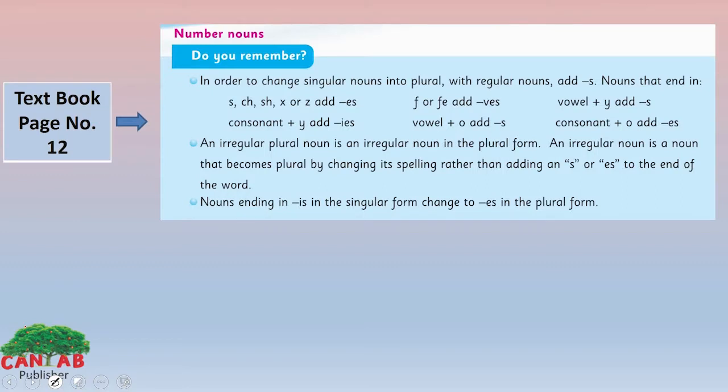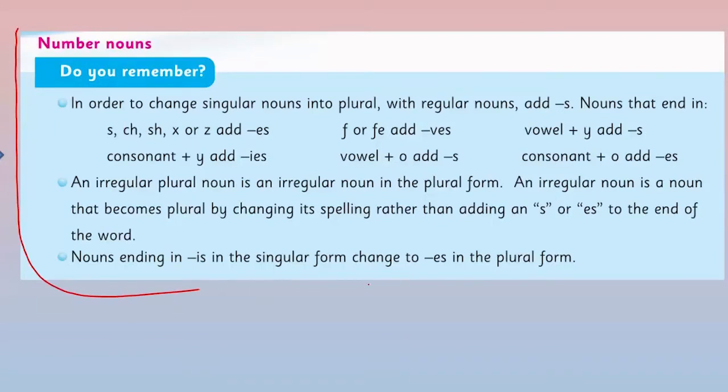Now look at page number 12 in your textbook. We have a grammar section here: Numbers, noun. Dear students, I hope you have learned the singular nouns and plural nouns, the irregular plural nouns, and the nouns which end with is.